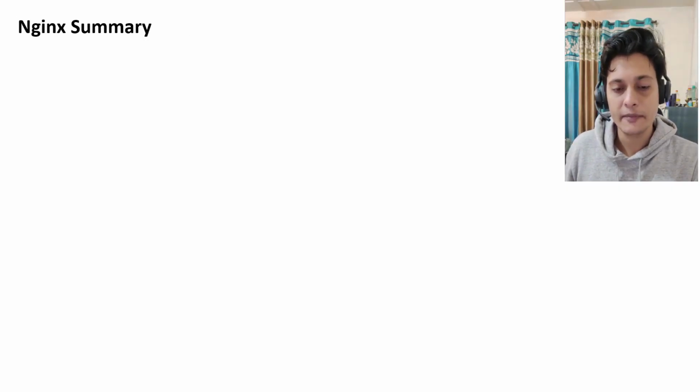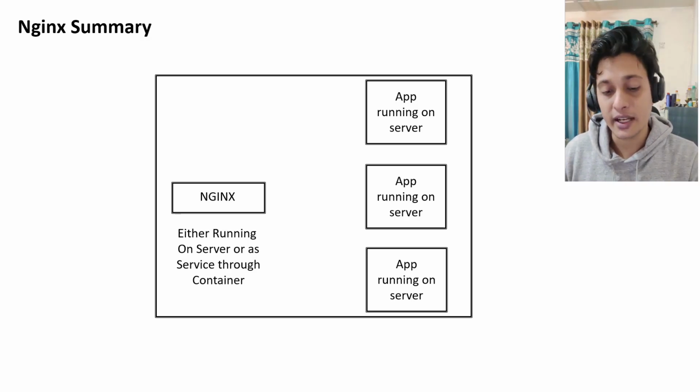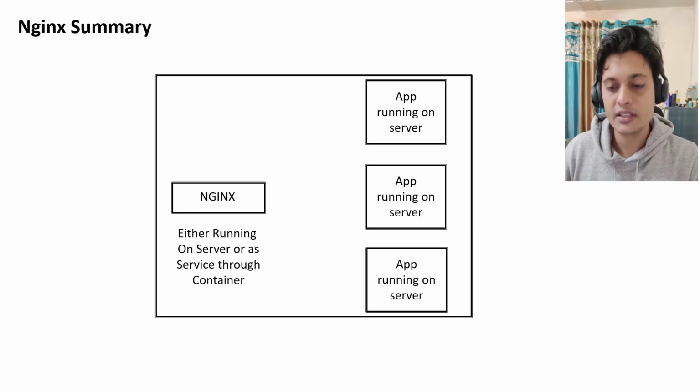So in the Nginx summary, let's say it is your cluster. This cluster has multiple nodes. You have created one node and then you have scaled it. Right now, you have three nodes and all three nodes are running the application. And then you have this Nginx block in your cluster. This Nginx is either running on a server or as a service through a container. It can be both ways, it completely depends on your project structure. For us, we will assume it like a Docker container. So we have the Nginx, and we have the application running on the servers. The servers are nothing but the worker nodes.